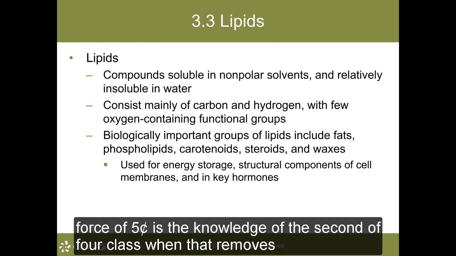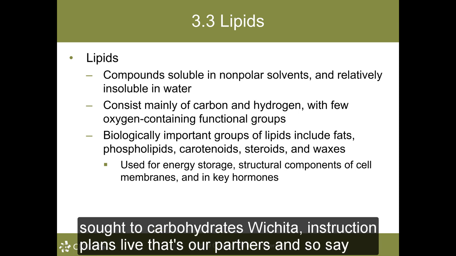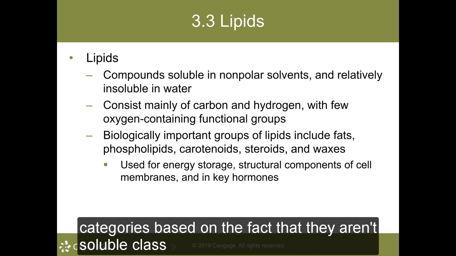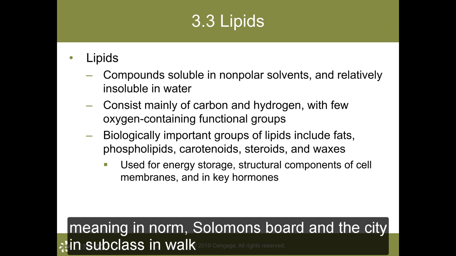So now to the second of four, we're now at the lipids. Unlike the carbohydrates, which are defined by their structure, the lipids are heterogeneous, meaning they're different. I repeat, they are different in that they're categorized, meaning put into categories, based on the fact that they are either soluble in non-polar solvents, or they're relatively insoluble in water.